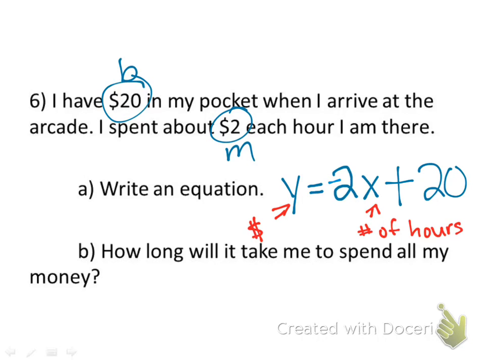Negative 2. Each hour that goes by, you are losing $2. You're not gaining $2. Very good. We want that 2 to be negative. If we were graphing this line, as the hours go by, we have less and less money, so we want the slope to be negative. So it's y equals negative 2x plus 20, where x is the number of hours you've been at the arcade, and y is the total dollars in your pocket. Any questions at the moment?